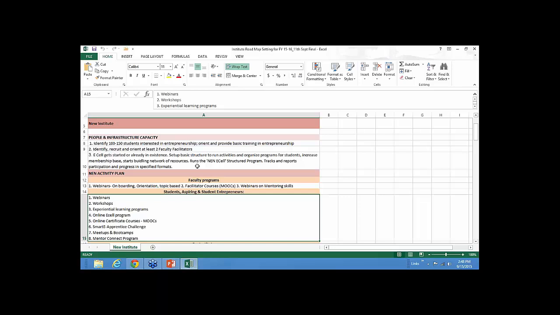There will also be a lot of meetups and boot camps in and around your cities, depending upon how many institutes, how many students are available there. And we will do Mentor Connect programs as well for the students.